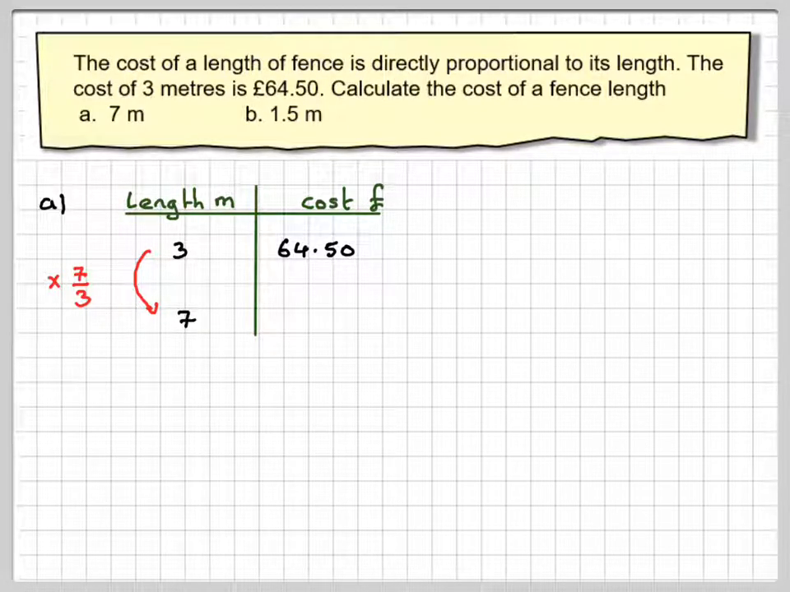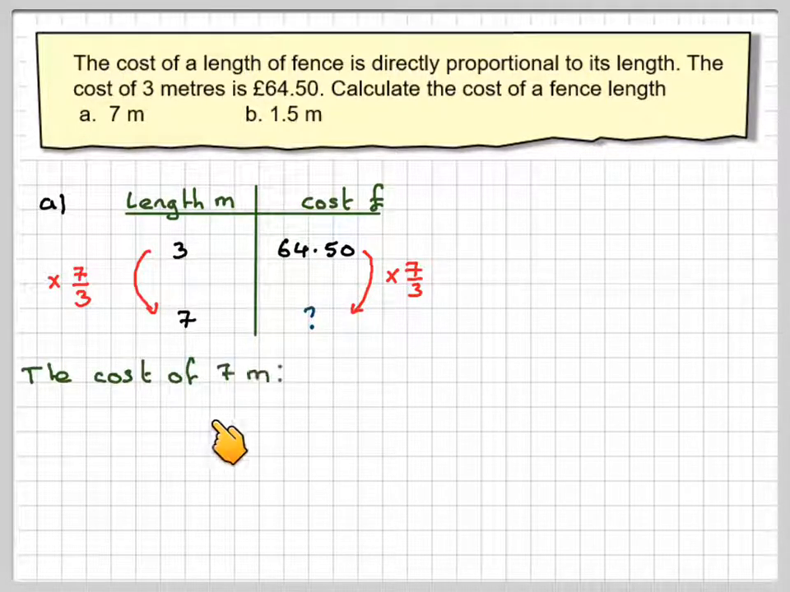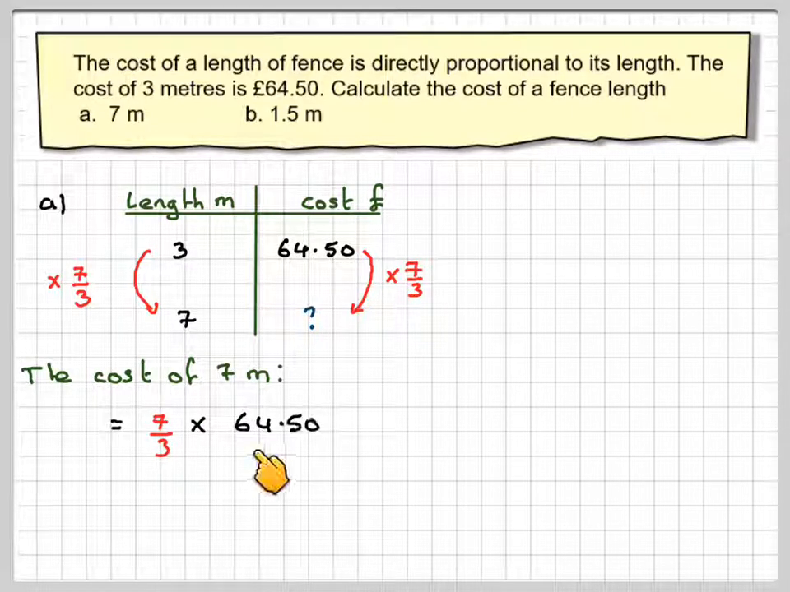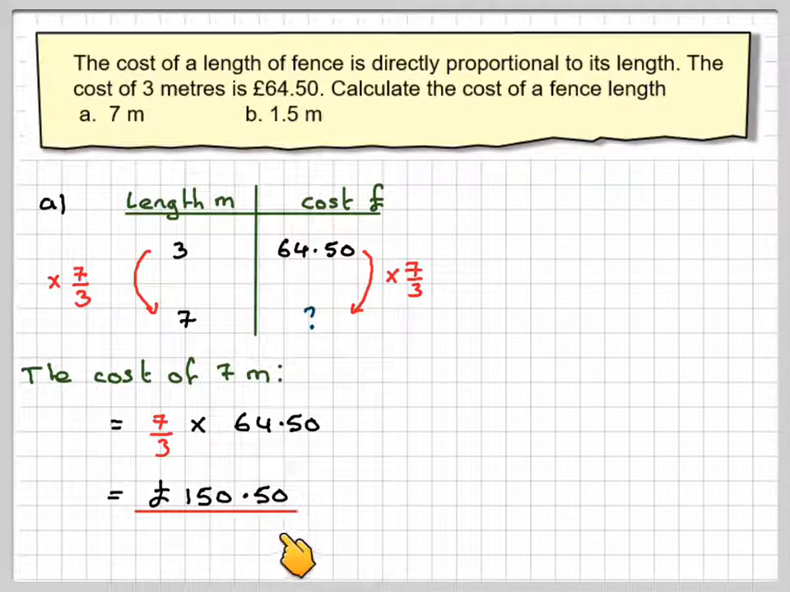And because we have a direct proportion, because this goes up by 7 over 3, then this side will also go up by 7 over 3. So the cost of 7 metres will be 7 over 3 times the £64.50, which, if I use my calculator and the fraction button, will be £150.50.